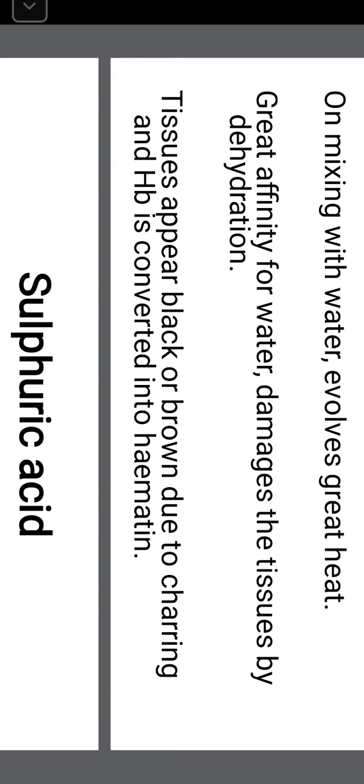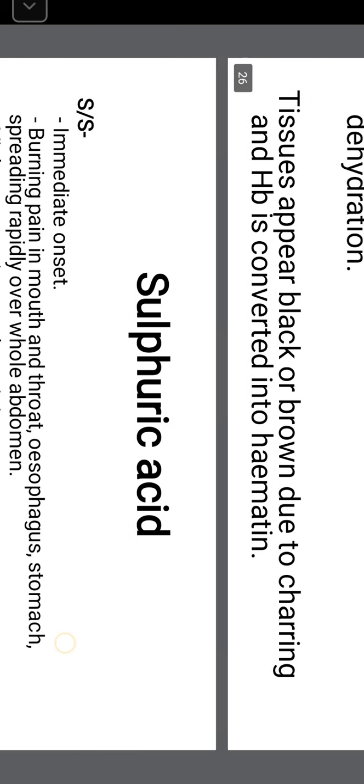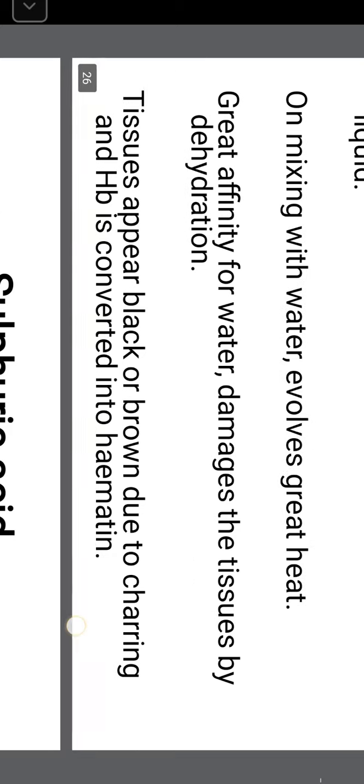You just remember the affected tissue, which has been burnt or ulcerated or destroyed by coming in contact with the sulfuric acid, will become black or brown in color because of charring. Charring means it will burn completely, that's why that affected part will become black or brown in color because hemoglobin is converted into hematine. Hemoglobin will be converted into hematine, that's why the affected tissue or affected part of the body will become black or brown.